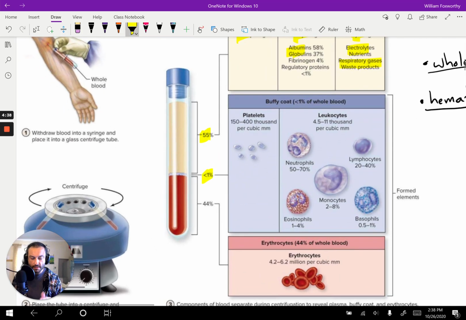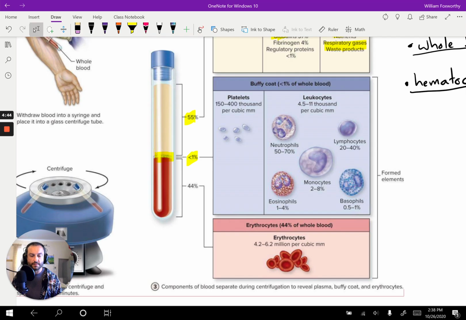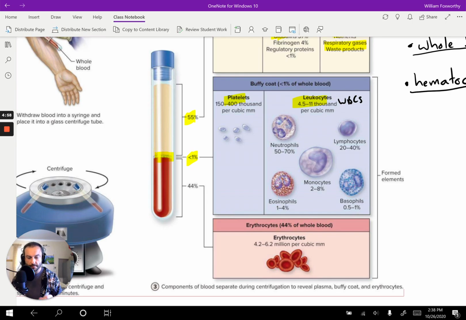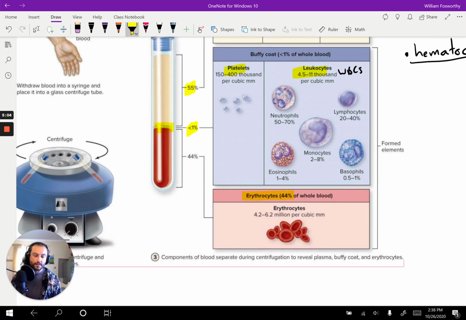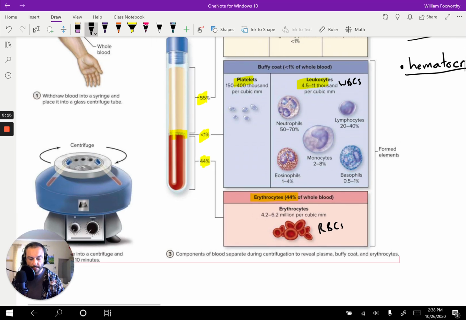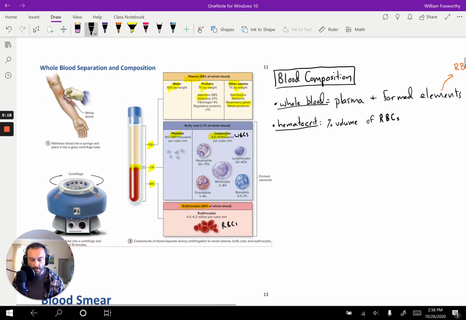Then this little tiny region in the center here is called the Buffy coat. And this contains all of the formed elements other than red blood cells. So here we find platelets and leukocytes, which is just another way of saying white blood cells. And we'll talk about the different types of leukocytes later. And then finally, the most numerous solid portion of the blood gets stuck at the bottom after you centrifuge, and these are the erythrocytes. And erythrocyte is another way to say red blood cells. And these are the guys that transport oxygen as well as some carbon dioxide.